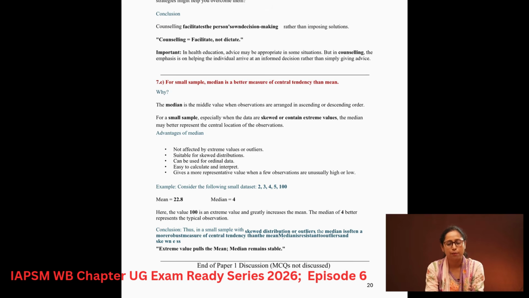So, in a small sample with skewed distribution or outliers, median is definitely better because extreme values can pull the mean, but they cannot manipulate the median, which remains stable. Now, the next section was the MCQs, and we are not going to discuss MCQs today, you can solve those MCQs yourself. So, that is paper 1.